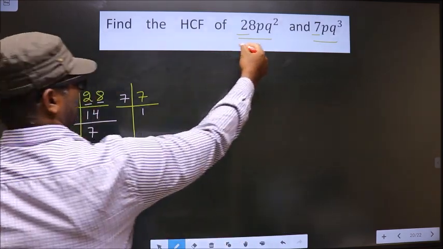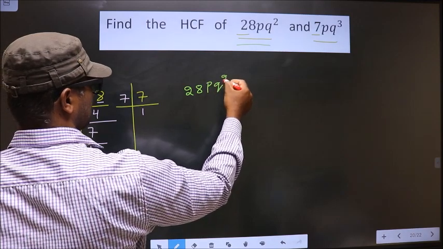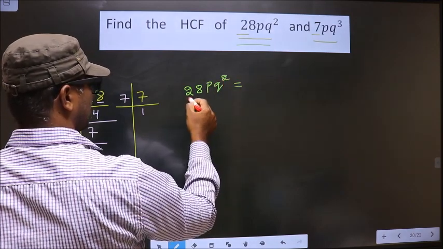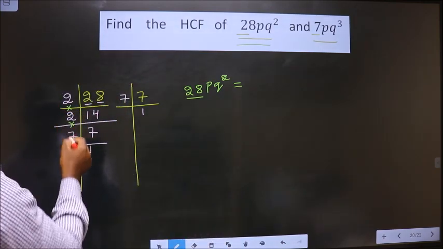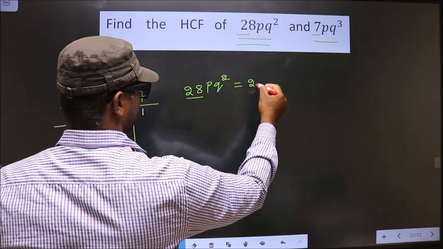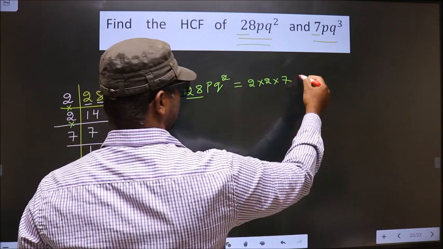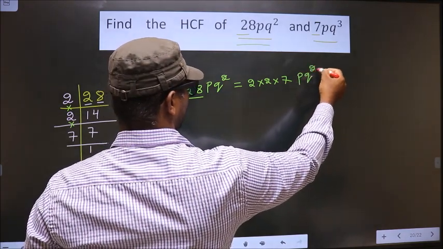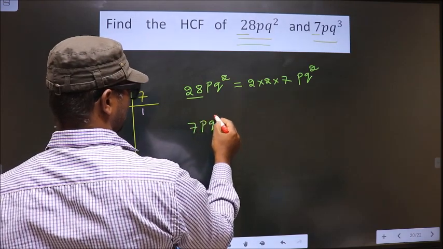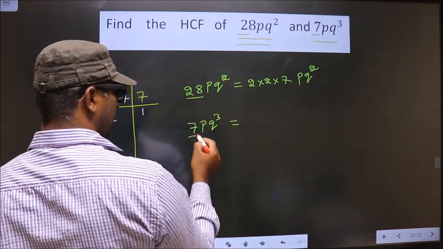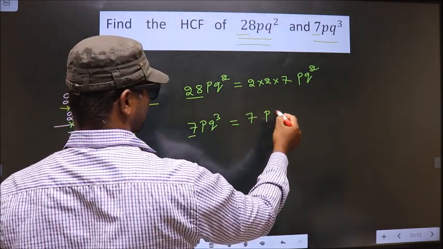Now, 28PQ square equals, I break 28 as a product of these numbers, that is 2 into 2 into 7, letters as it is, PQ square. Next is 7PQ cube. We cannot break 7, so 7 as it is. Letters also as it is.